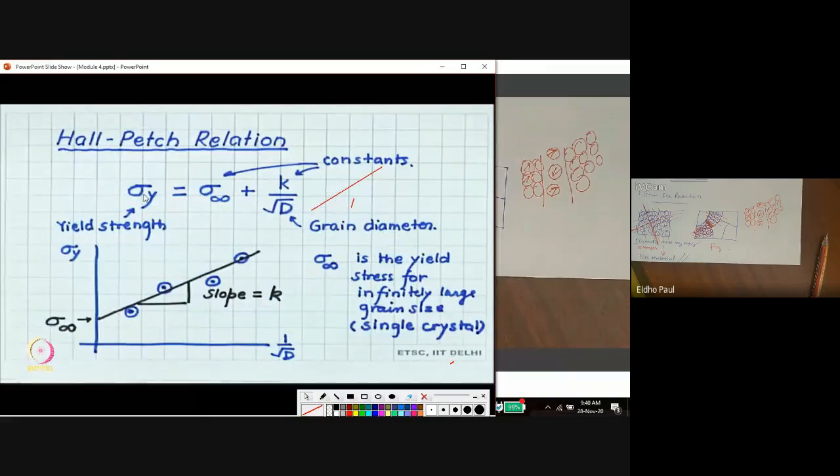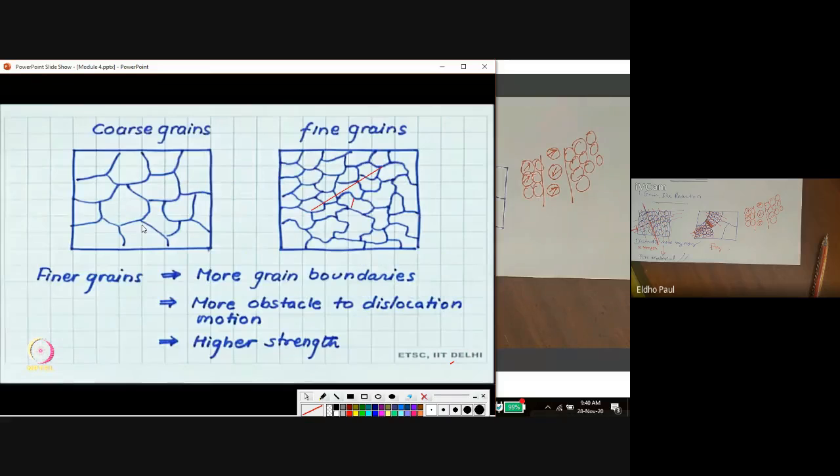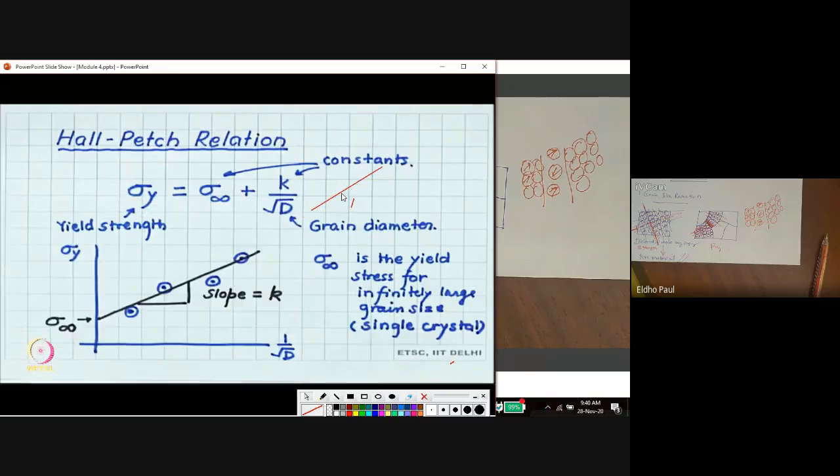So that is the Hall-Petch relation. But this Hall-Petch relation is only applicable for medium-sized grains. It cannot be used for very large grains as well as very small grains, like in nanomaterials. We cannot use this relationship for nanomaterials; it is not applicable. So the Hall-Petch relation gives the relation between the strength and the size of the grain. If we can make a very small grain, we can improve the strength of the material.